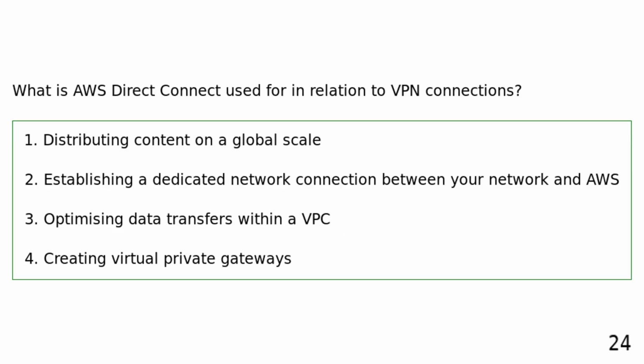What is AWS Direct Connect used for in relation to VPN connections? Distributing content on a global scale. Establishing a dedicated network connection between your network and AWS. Optimizing data transfers within a VPC. Creating virtual private gateways.